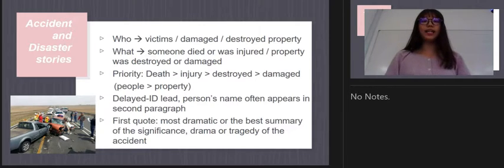A delayed ID lead is widely used in this kind of story, and people's names often appear in the second paragraph. The first quote should be the most dramatic, or the best summary of the significance and drama or tragedy of the accident.